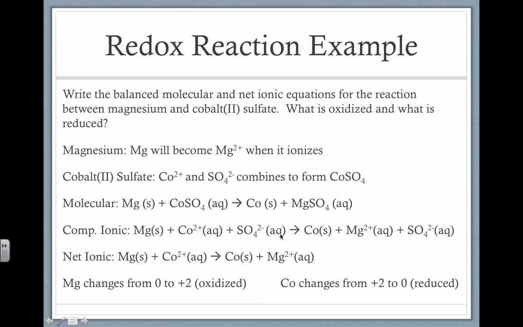Remember, as before, anything that is aqueous here gets dissociated into its ions. And then we have the net ionic reaction as well. Again, notice how sulfate is the sole spectator ion in this case. In terms of oxidation numbers, magnesium starts out as 0 and becomes +2. The cobalt starts at +2 and goes to 0, so oxidized and reduced again.